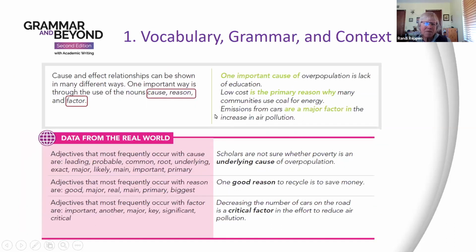And then also context. So we know here when we're doing cause and effect writing, and I've chosen these examples because they're highlighted with academic writing, but it could also be used in speech if you're having your students do a debate. So if they're debating something and they want to explain cause and effect relationships, we know that these nouns, cause, reason, and factor, are very common. That's based on research. And then here we can see adjectives that frequently occur with cause, or with reason, or with factor.